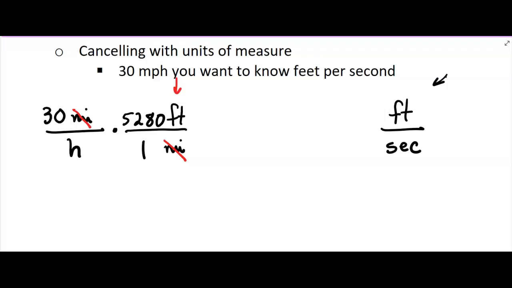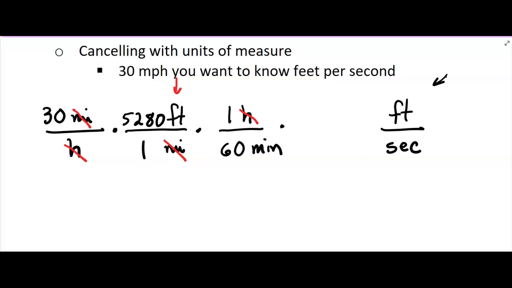Okay, now I don't want the hours. So how can I get rid of hours? I'm trying to get seconds, right? Okay, so I know that 1 hour is 60 minutes. So I could start that way. That gets the hours to cancel. So the hours are out. But now I'm in minutes and I don't really want minutes. I want seconds. Well, I know something about minutes and seconds.